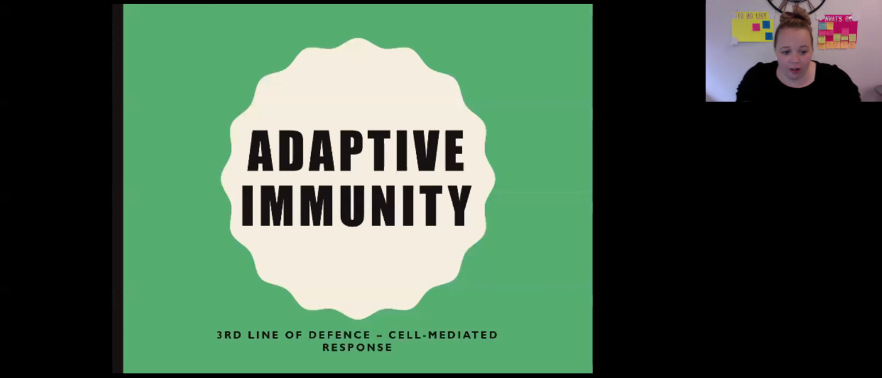Okay, so we're now on to the real guts of your immune system. This is the adaptive immune system, our third and final line of defense. Now there are two branches to this. I'm going to start off with one branch, which is the cell-mediated response, and then we'll go down another branch, which is the humoral response, and which one works in which scenario.